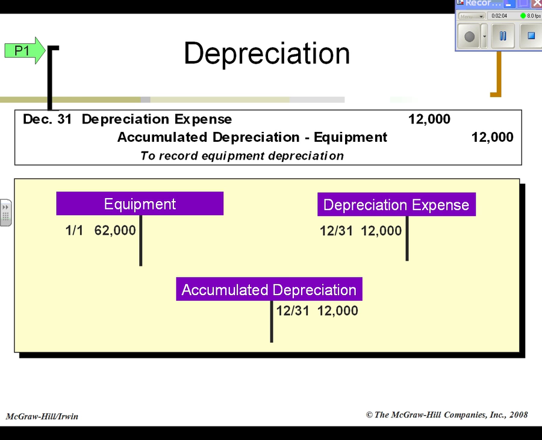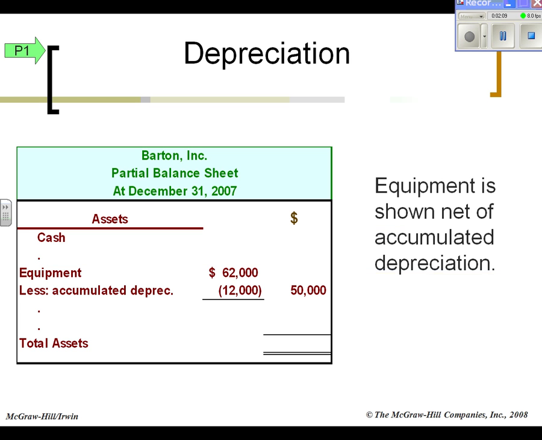Again, accumulated depreciation is going to show up on the balance sheet. It's a contra asset account. Let's look at that. This is just a partial view of a balance sheet for this company. And there's the assets and cash. You're going to list your assets by order of liquidity. So cash is the most liquid, so that'll be listed first. And then we're just going to go down. Now, you'll list your equipment. There's the 62,000. And then we're going to put down less accumulated depreciation of 12,000. So the net book value of our asset is 50,000.